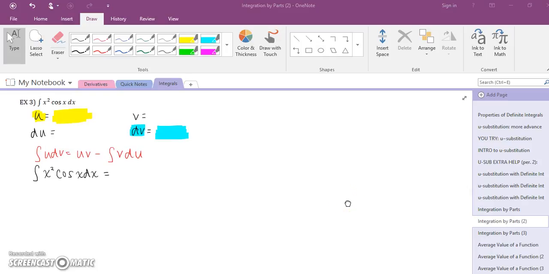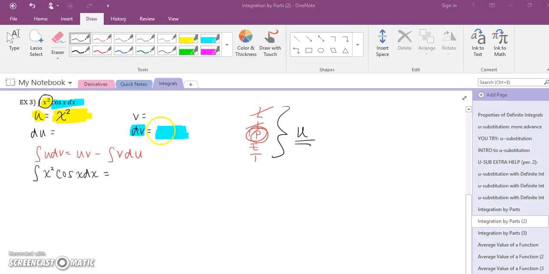So I have x squared cosine x dx. So I'm going to look at my LIPET. No logs, no inverse trig. I do have a polynomial term though. So I'm going to make u, remember this tells you how to choose u, x squared, right there. So that's my yellow. And then what's left over is my blue. That's going to be my dv. So dv is cosine x dx.